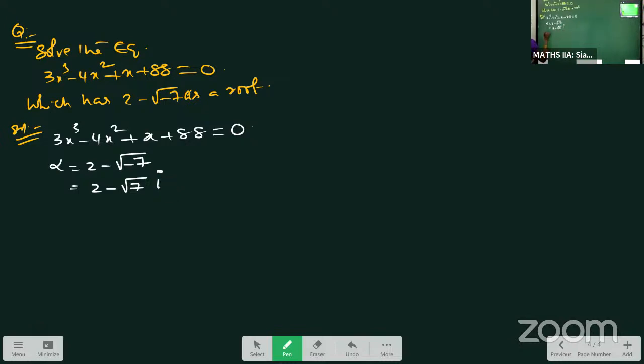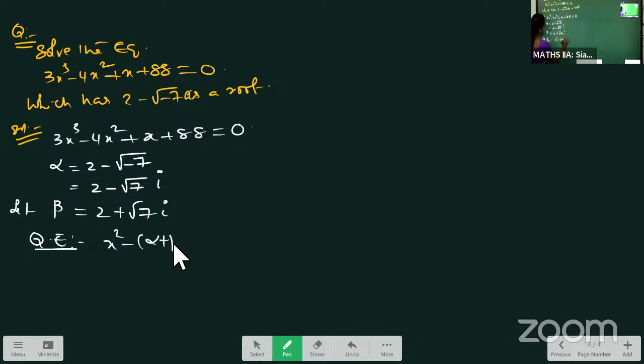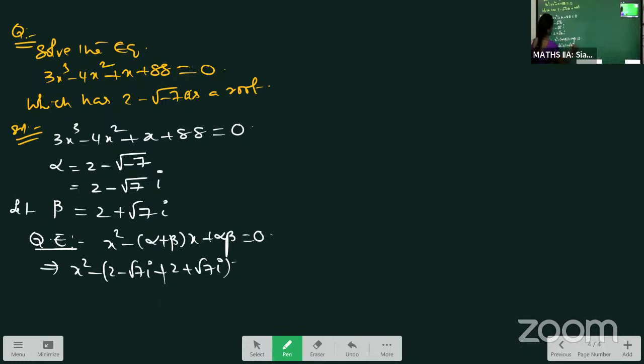Then we come to this: assume beta is equal to 2 plus root 7i. Now you form a quadratic equation. Our quadratic equation is x square minus (alpha plus beta) into x plus alpha beta is equal to 0. Now this is x square minus (2 minus root 7i plus 2 plus root 7i) into x plus (2 minus root 7i) into (2 plus root 7i) is equal to 0. Now plus root 7i and minus root 7i cancel.